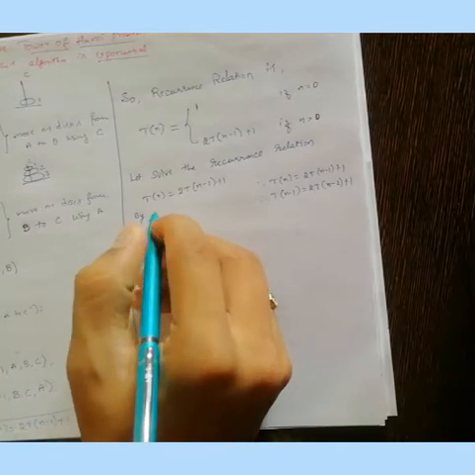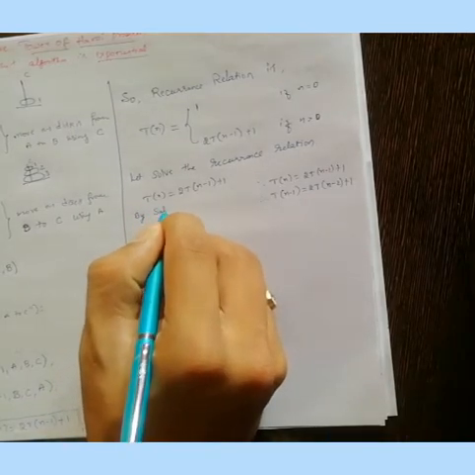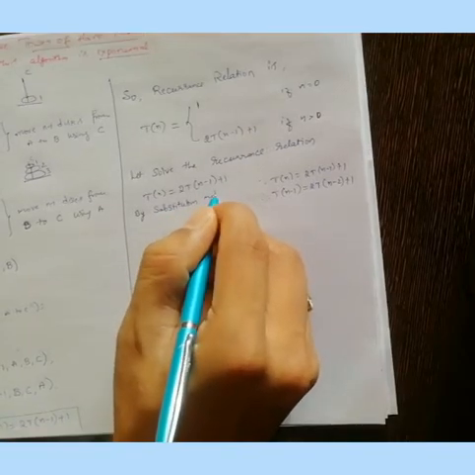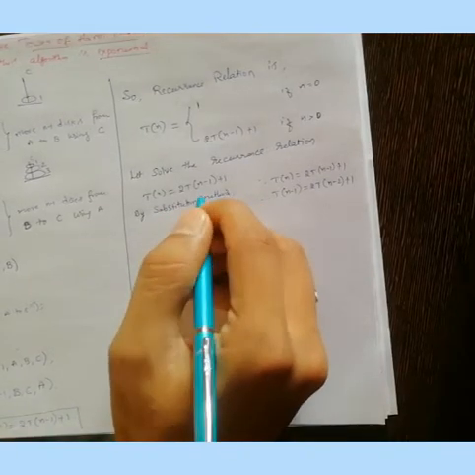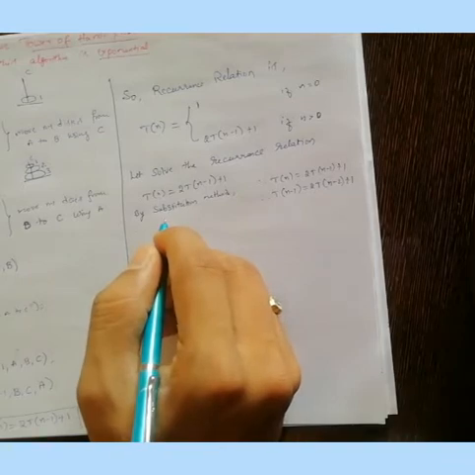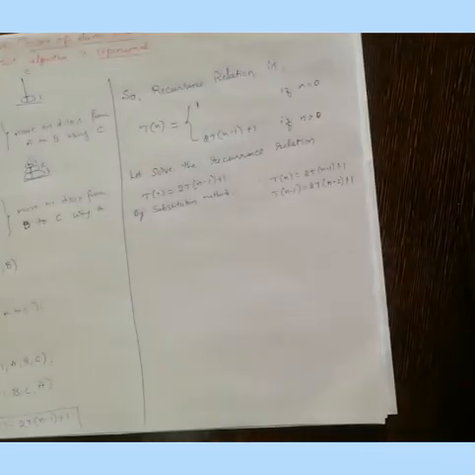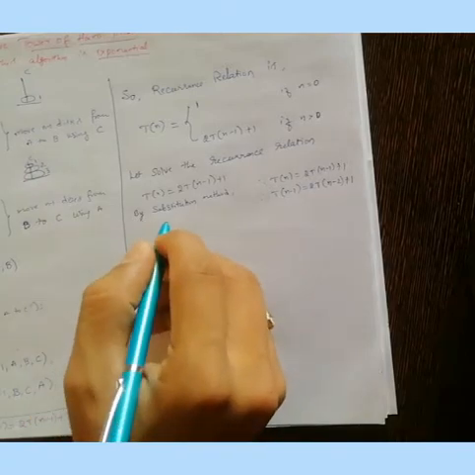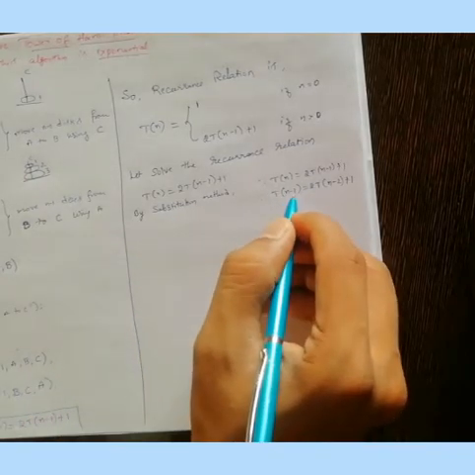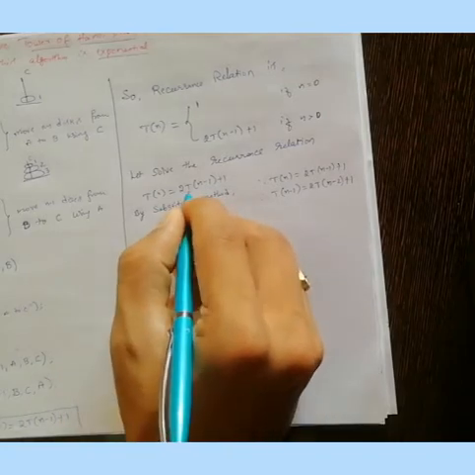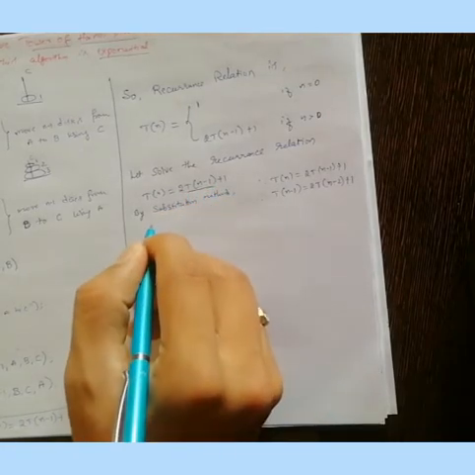We can also use the substitution method. By using the substitution method, is it visible? Okay, so we are substituting T of n minus 1 in place of this. So what will it become?